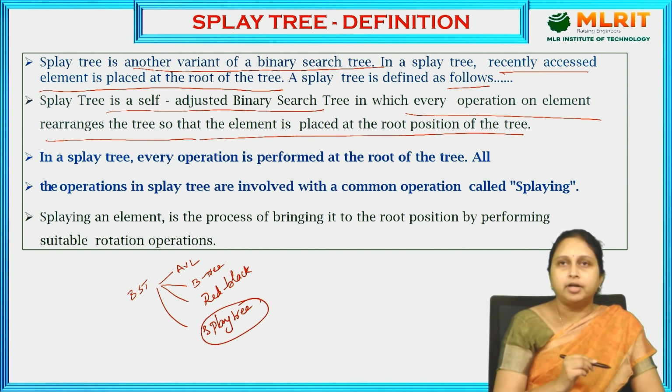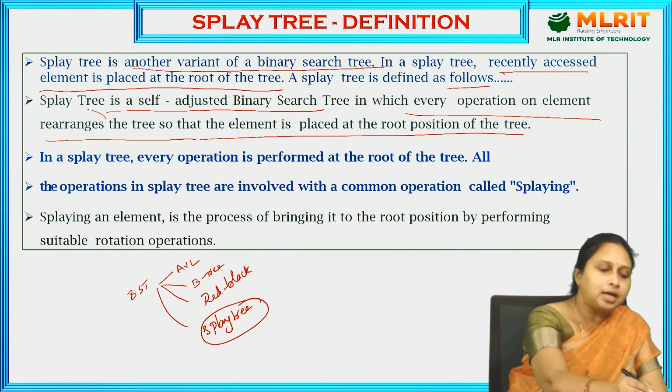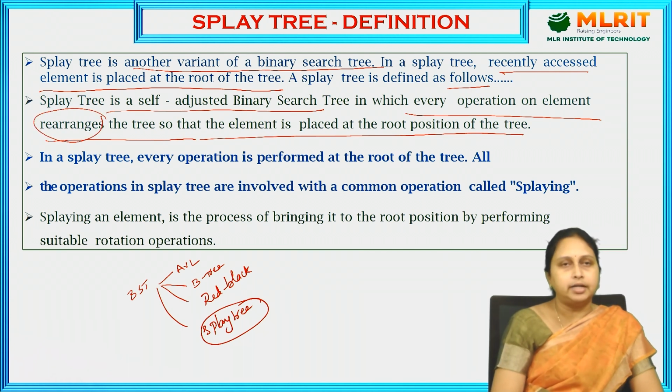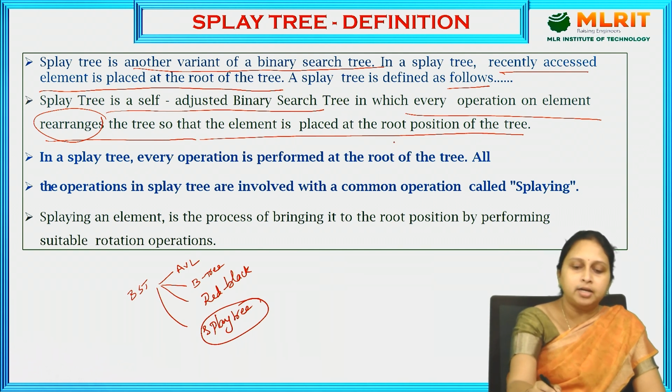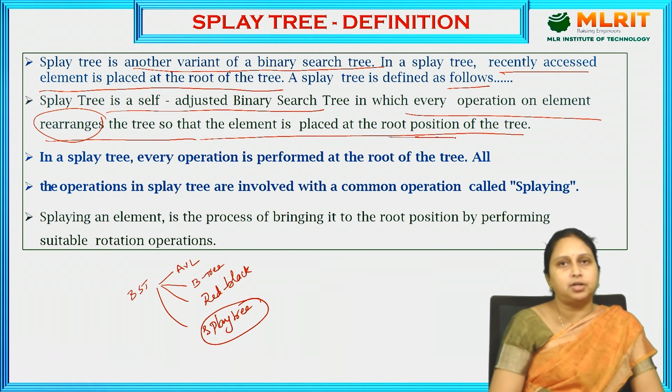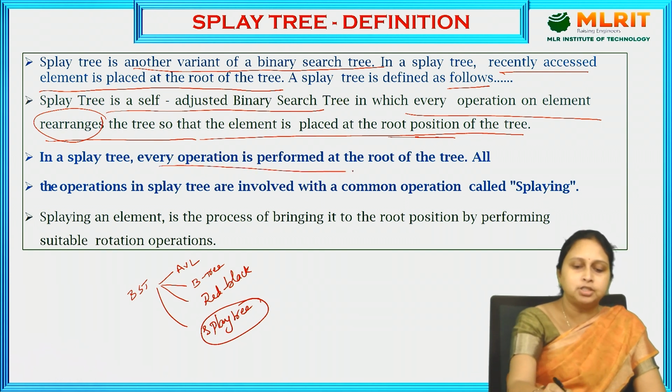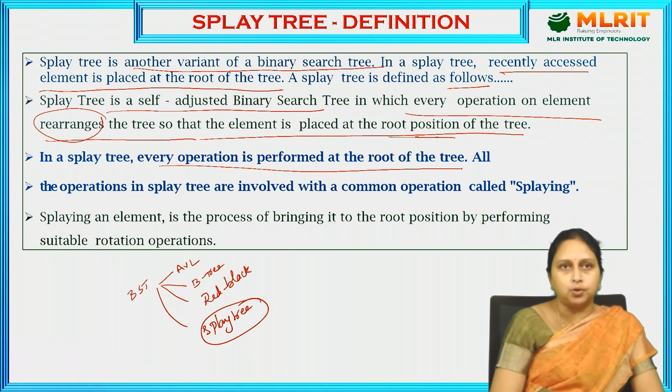When you do operations like insertion, deletion, or searching, any of these operations will rearrange the tree, and the element you are inserting, deleting, or searching for will be placed at the root position of the tree. And in a splay tree, every operation is performed at the root of the tree only.